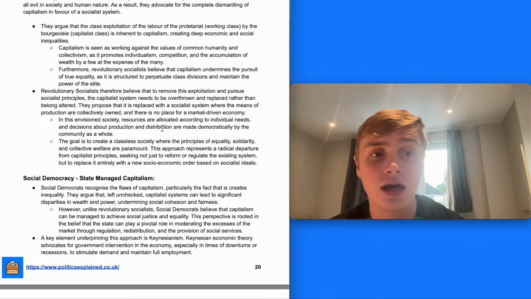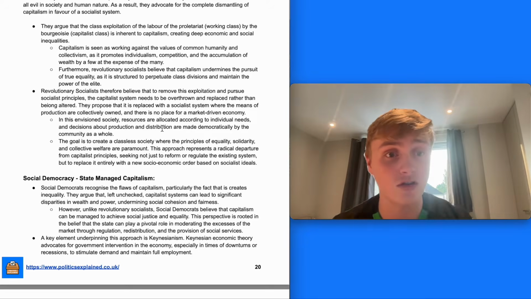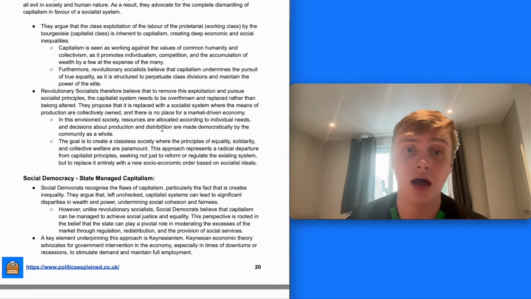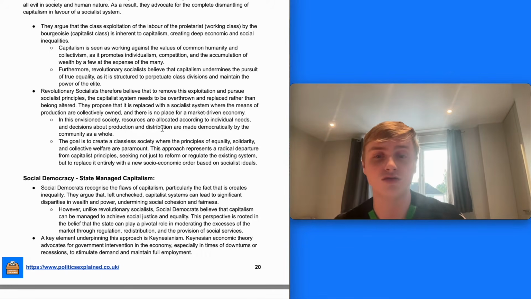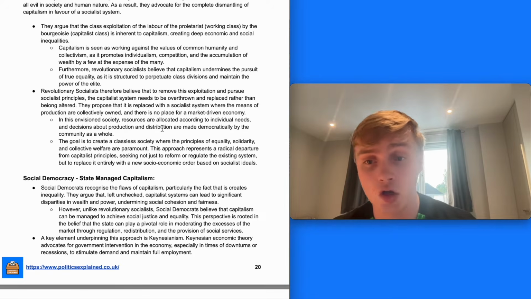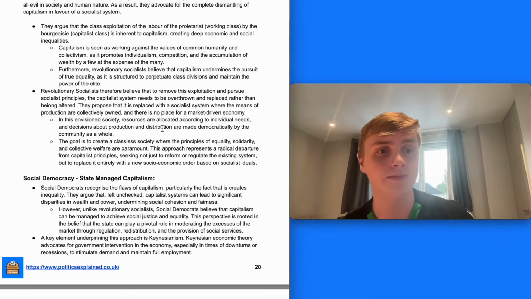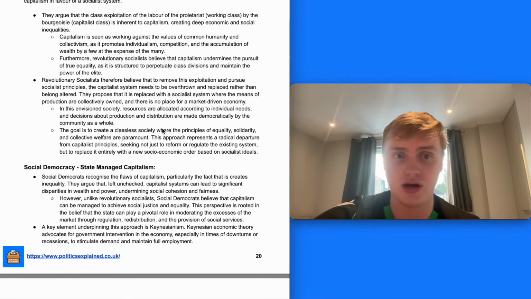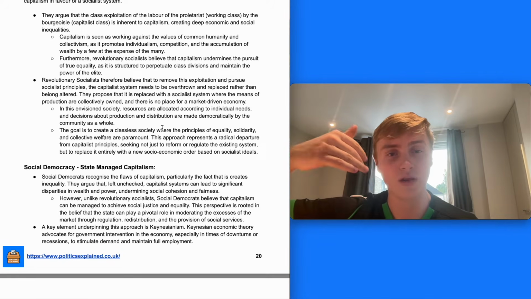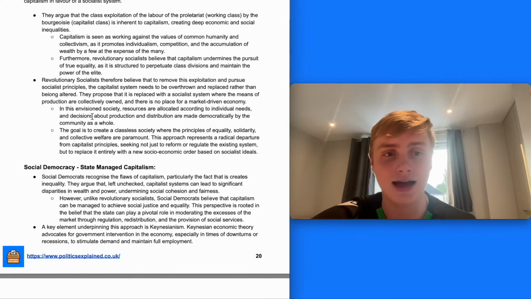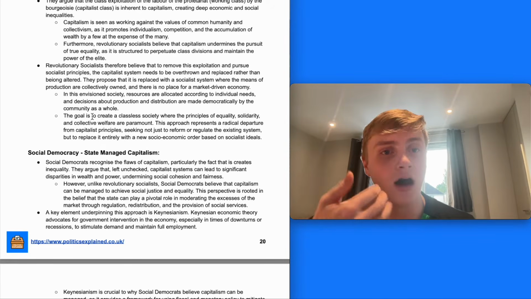Therefore, to properly pursue socialism and socialist principles, it needs to be overthrown rather than just being altered. It needs to be replaced with a socialist system where the means of production are collectively owned and resources are distributed according to need, and absolute equality is pursued. And the goal at the end of the day is to create a classless society where the principles of equality, solidarity, and collective welfare are paramount.